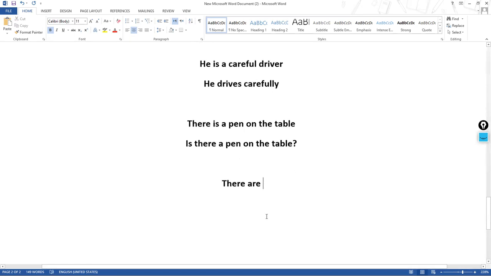For example, there are 5 books on the roof. So it is the same if you want to say, are there 5 books on the roof? Oh, bravo. And don't forget the question mark.